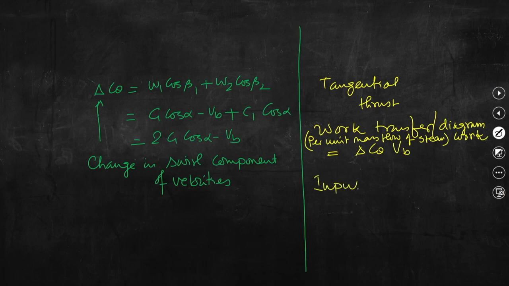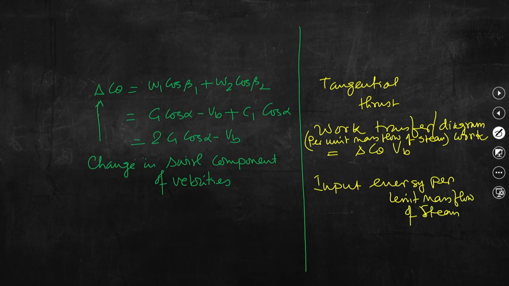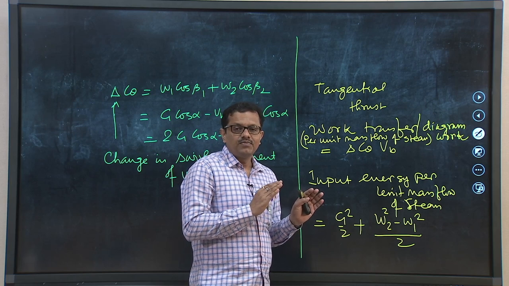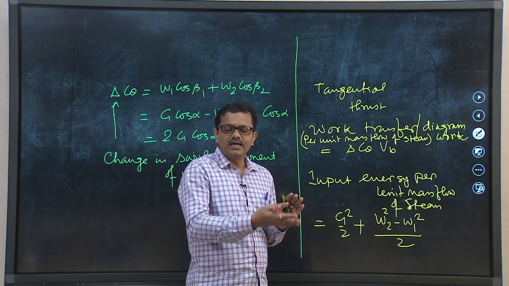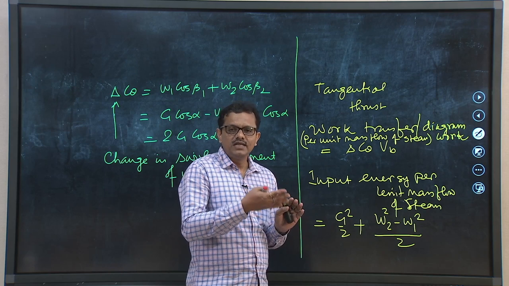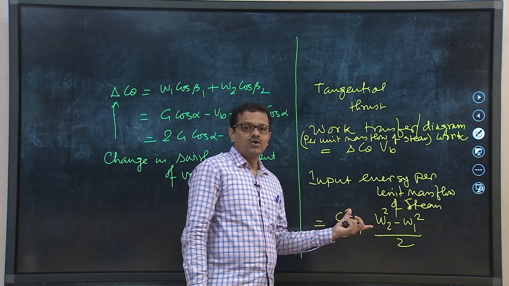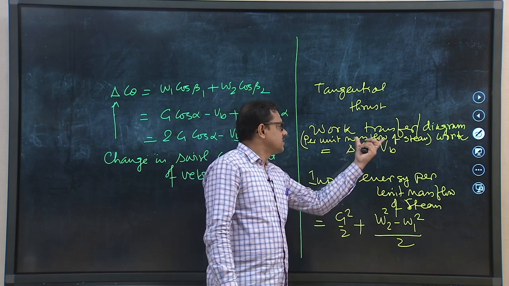So, input energy per unit mass flow of steam would be equal to, say, C1 square by 2 plus, that is very important, W2 square minus W1 square by 2. Because you know this is the input energy per unit mass of steam, right. We had seen that for the reaction turbine, there is an increase in kinetic energy of steam because of the decrease in pressure, and that effect also should be taken into account, that is the input energy given to get this amount of work output.